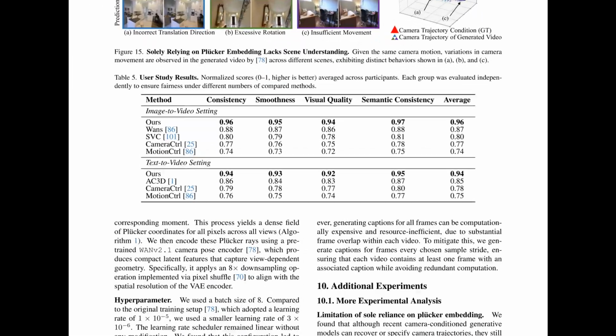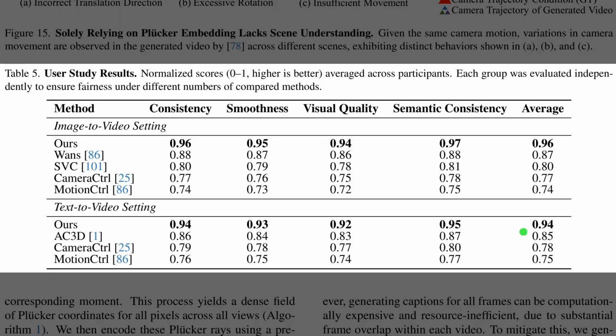Table 5 reports how people actually judged the videos, and it shows that the dual-branch model feels best to human viewers. Normalized scores run from 0 to 1, where higher means better. In the image-to-video rows, the method leads every column, especially for consistency and semantic consistency, which means how well the content matches the prompt or source image. In the text-to-video block, it again tops smoothness, visual quality, and overall average.